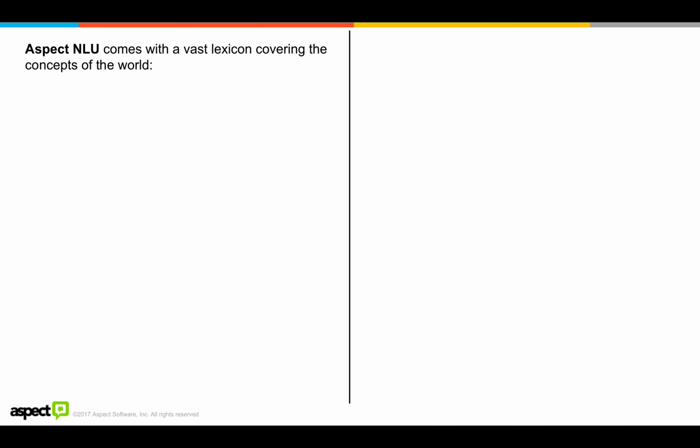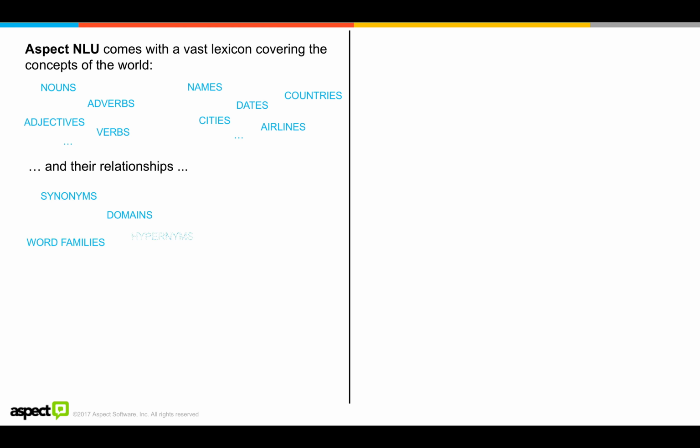Aspect NLU comes with a vast lexicon covering all the concepts of the world, from the linguistic concepts of nouns and adverbs and adjectives, but also to names and dates and cities and airlines and countries and everything that we know and take for granted. It also includes the relationships between those words, synonyms to the word, which domain the word is part of, the hypernym or hyponyms. So for instance, chair is the hyponym of furniture. Furniture is the hypernym of chair.